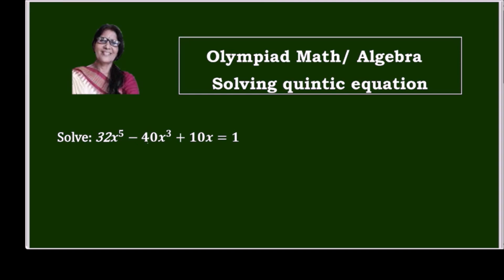Today I have taken a question to solve a quintic equation. The question is: solve 32x^5 minus 40x^3 plus 10x equals 1. It is not quadratic, it is not cubic, it is an equation of power 5. So it is not that easy to solve unless we take some trigonometric function.